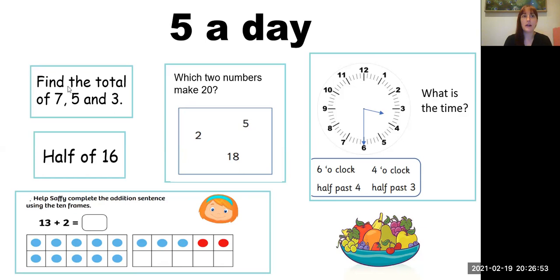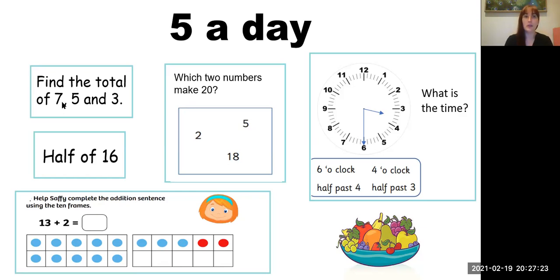The first one says, find the total of 7, 5 and 3. So you need to add those numbers together. It's up to you how you do it, but looking at those numbers, I would see if there were any number bonds in there, maybe a number bond to 10 to start me off. Have a little look. If you've got a piece of paper to write it down on, that might be a good idea. If you want to draw a number line, however it works for you, that's fine. So find the total of 7, 5 and 3.